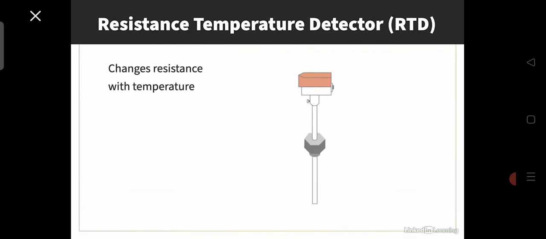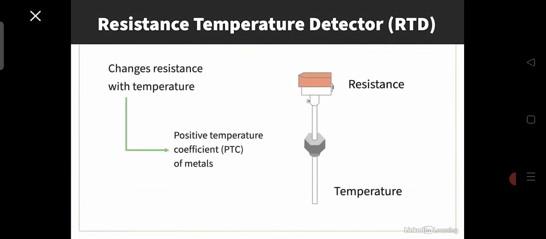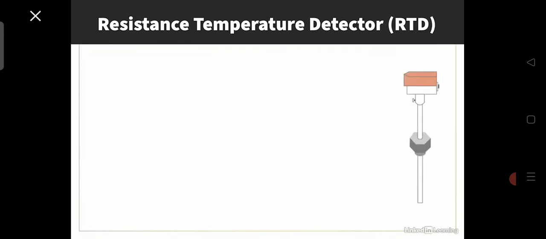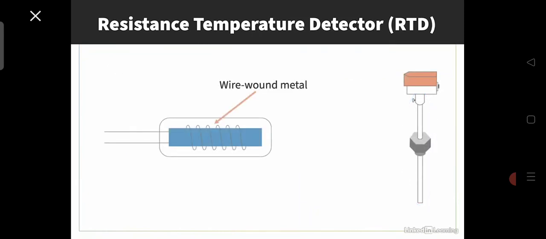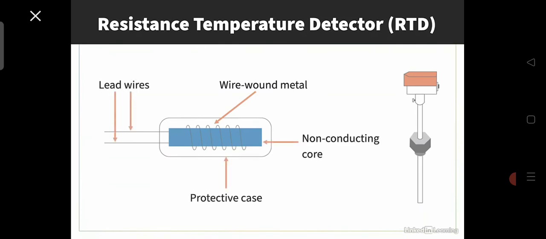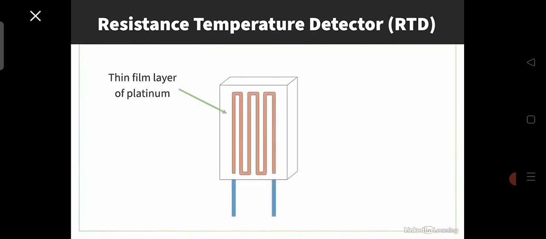Resistance temperature detectors, or RTDs, change resistance with temperature. This is based on the positive temperature coefficient of metals. That means the electrical resistance of metals is directly proportional to temperature. The hotter they become, the larger or higher the value of their resistance. An RTD consists of a fine wire metal wrapped around a non-conducting core, which is usually made of ceramic inside a protective case. Another type of RTD consists of a thin film layer of metal, usually platinum, on a ceramic base.